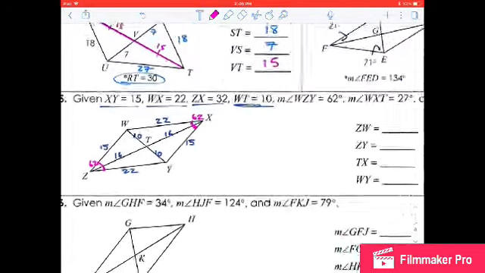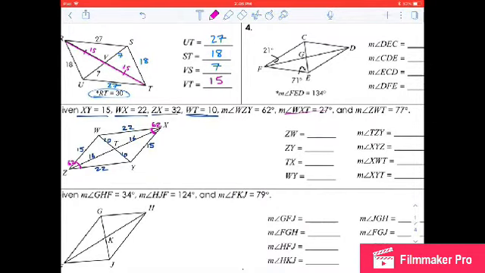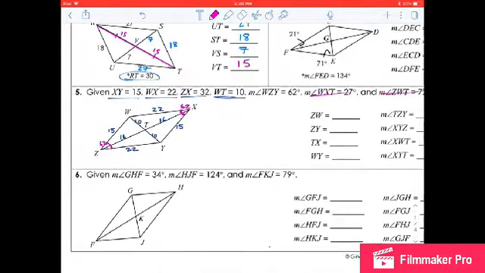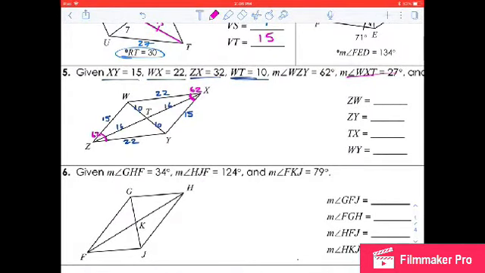All right, and then we'll talk about the other kinds of angles later, but not today. So let's answer what we can. ZW is the left side here, so we already said that was 15. ZY is 22 on the bottom. And then TX is this part of the diagonal, which is 16, 32 divided by 2. WY was this whole diagonal there, 10 plus 10 is 20.